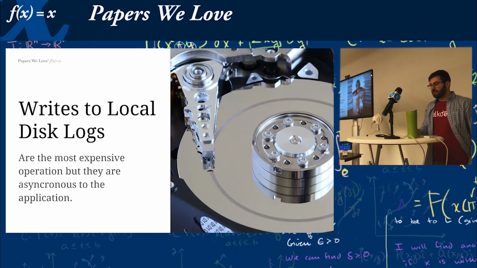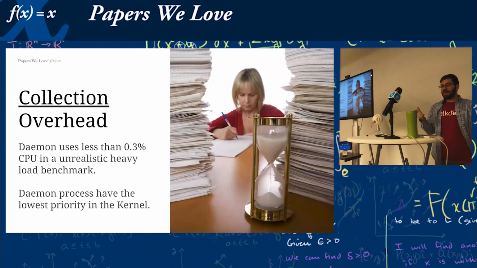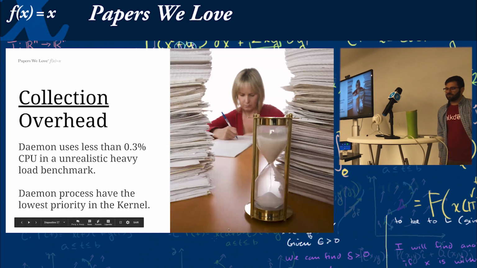But you have the Dapper daemon running on every host. They measured it with an unrealistically heavy benchmark, and this daemon uses less than 0.3% of CPU. They actually launched the process with low priority in the kernel. So the impact of the daemon is also suitable for production.